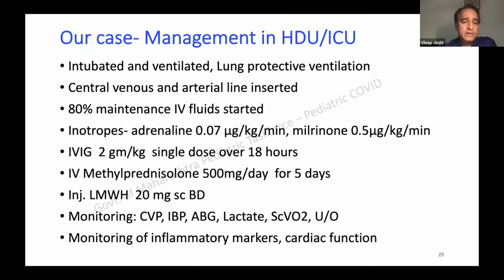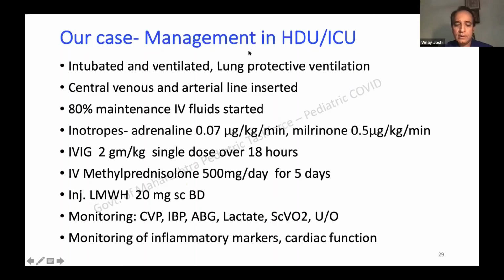As discussed, we put the child on 80% maintenance IV fluids after initial resuscitation. She required inotropes in the form of adrenaline, maximum 0.07 mics per kilo per minute and noradrenaline of 0.5 mics per kilo per minute to stabilize her hemodynamics. We gave IVIG 2 gram per kilo, single dose over 18 hours. IV methylprednisolone as well, 500 mg per day for first 5 days. We started low molecular weight heparin in view of the coronary abnormalities, LV dysfunction, and high D-dimers. So 20 mg subcutaneous BD.